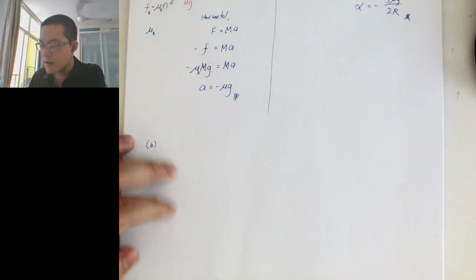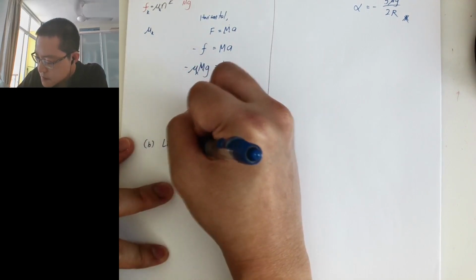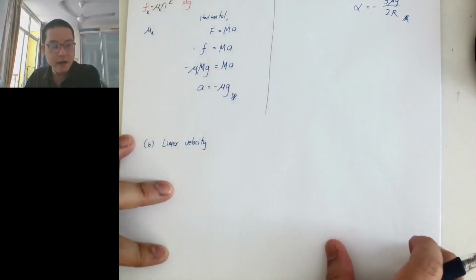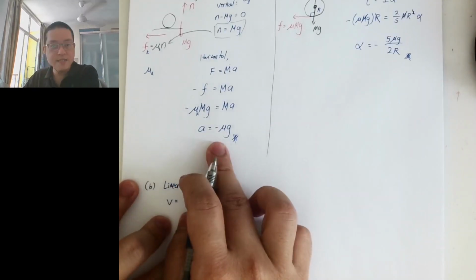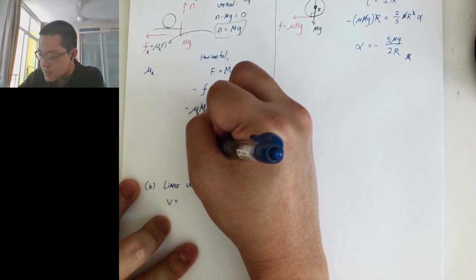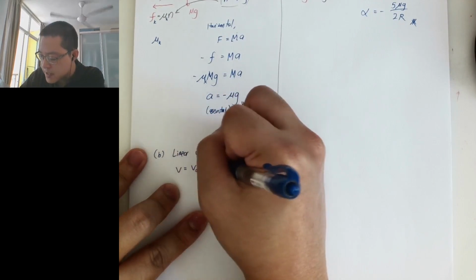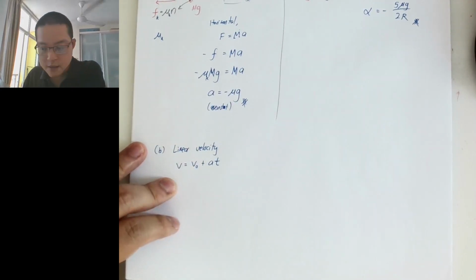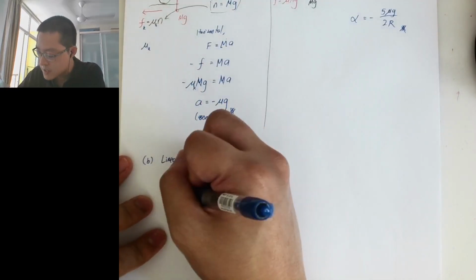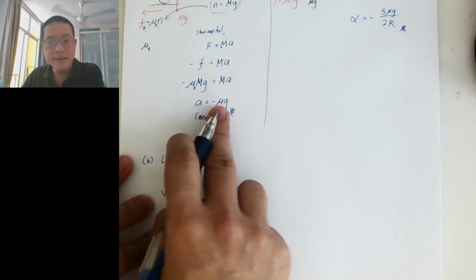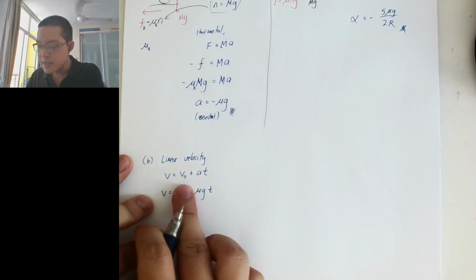I know the acceleration, so I get the linear velocity. Linear velocity in the horizontal direction, positive to the right. I will use this equation because the acceleration is a constant. This v naught is given here, positive to the right, and then my a is negative mu g, so I get v equals v naught minus mu g t. This is my linear velocity.